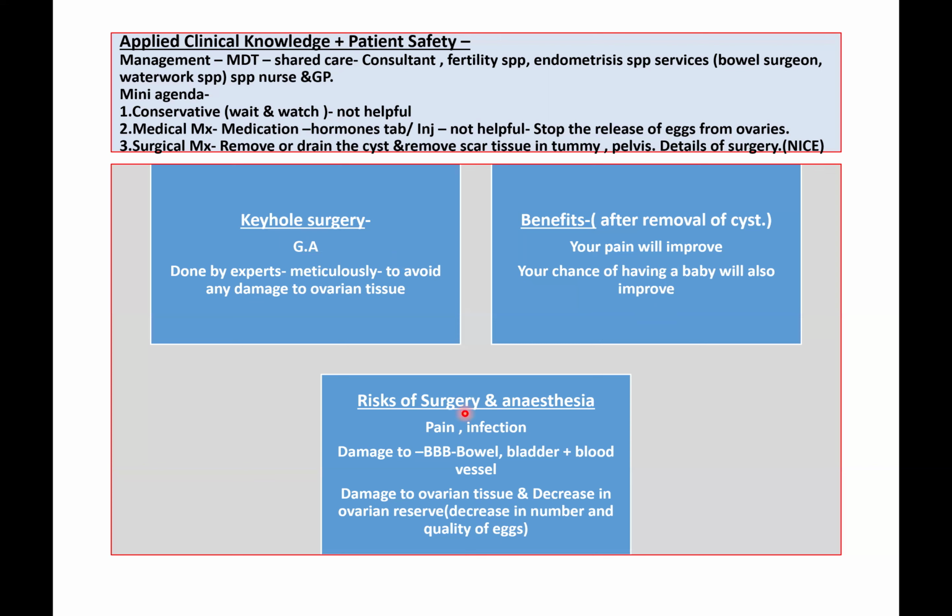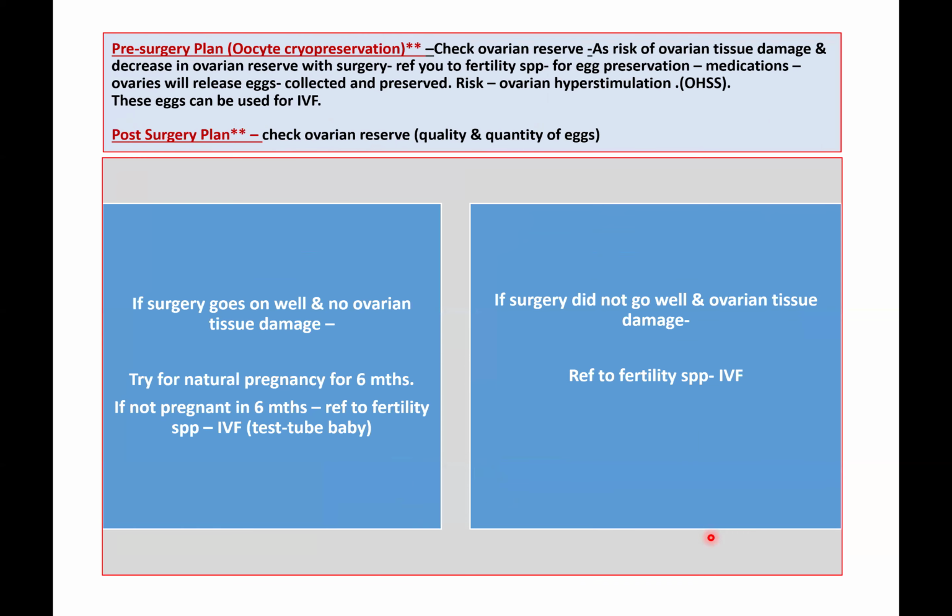But there is a risk of surgery like pain, infection, damage to the bowel, bladder, and blood vessel. Now, in her case, you have to talk about damage to ovarian tissue, a very important risk for this lady because she wants to have a baby, and decrease in ovarian reserve, that is decrease in the number and quality of eggs. Now you have to think what I'm going to do for her before the surgery and what should be done after the surgery.